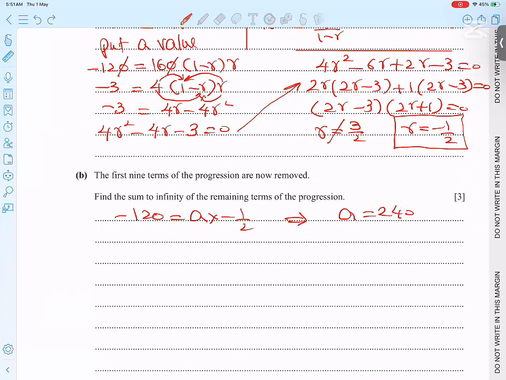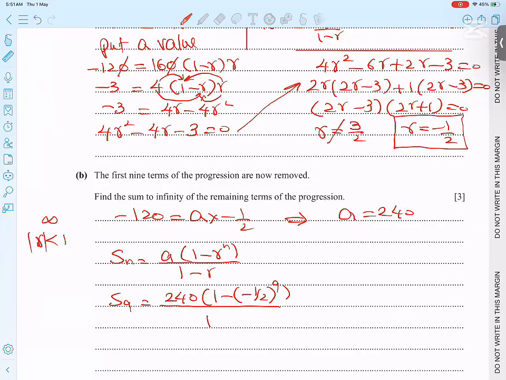So let's try to find the first 9 terms. The formula is a over 1 minus r, because it's sum to infinity. So for the sum to infinity, r is confirmed less than 1. And we use the formula (1 minus r to the power n) over (1 minus r). I need 9 terms, so I have a equal to 240. I'm taking negative half to the power 9 over 1 minus negative half.